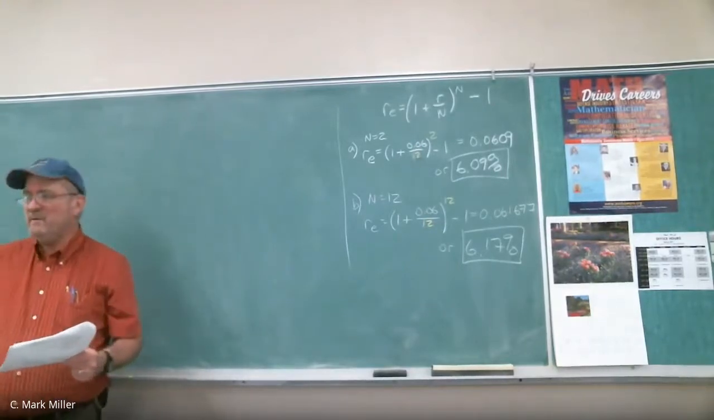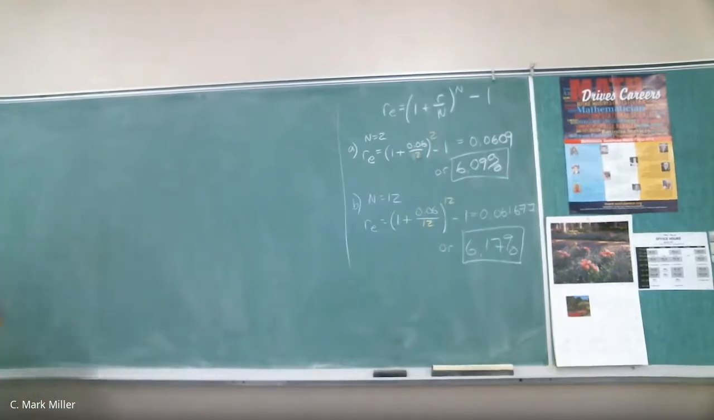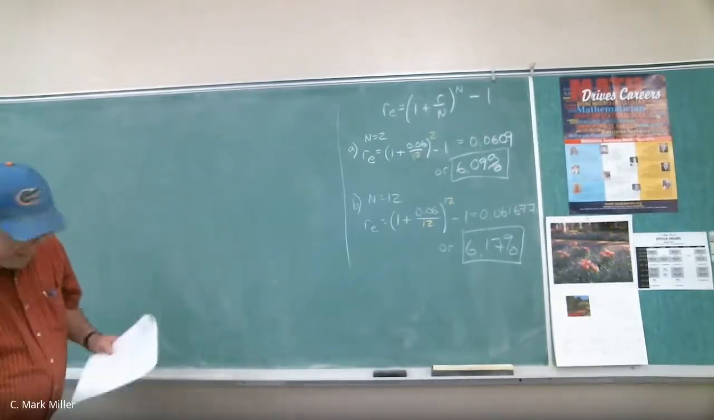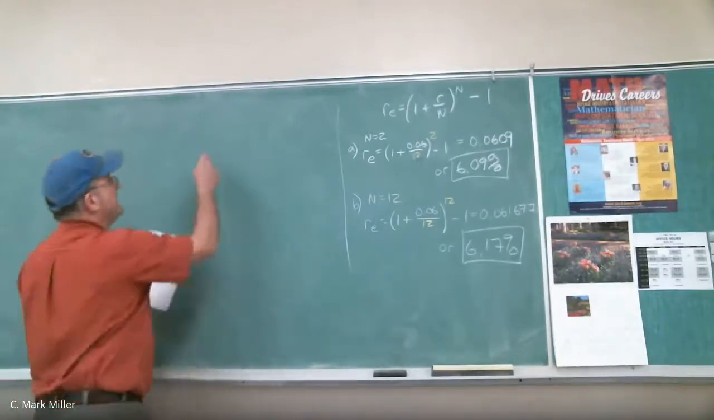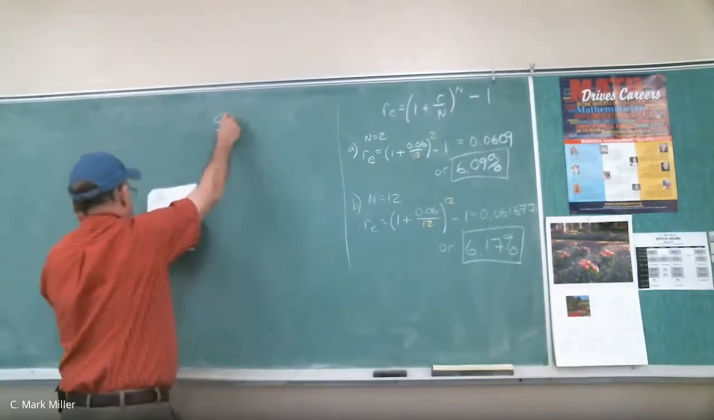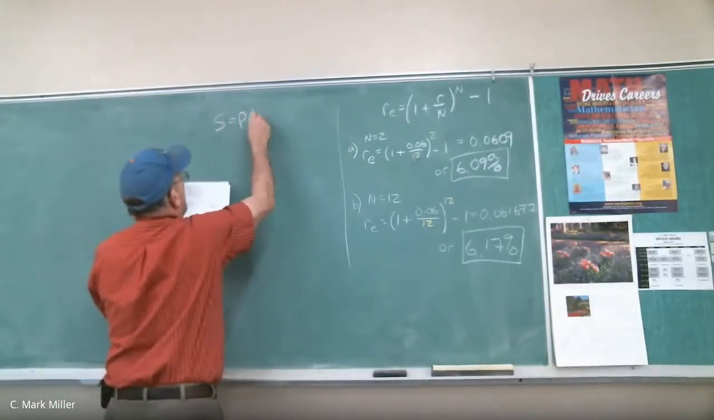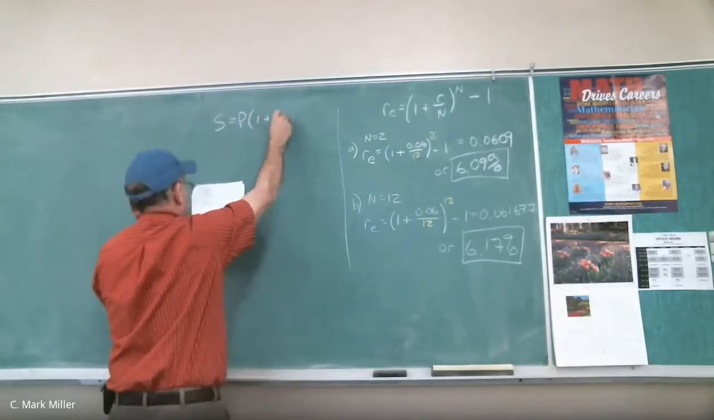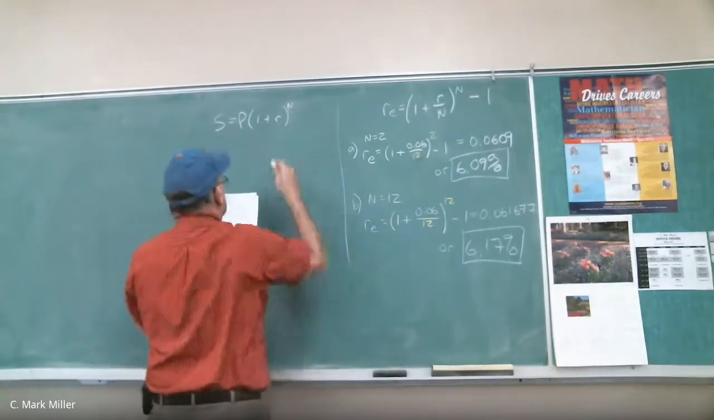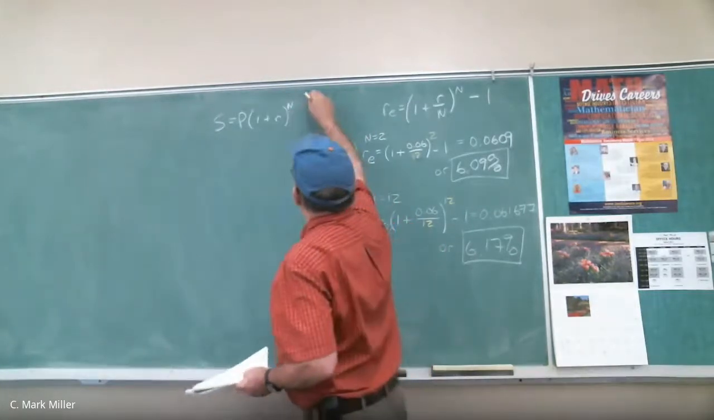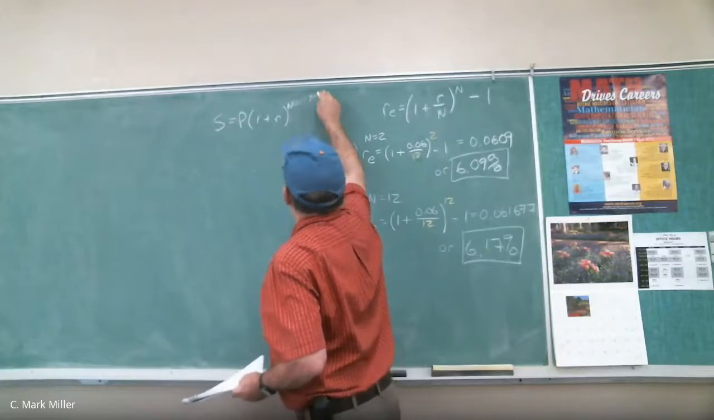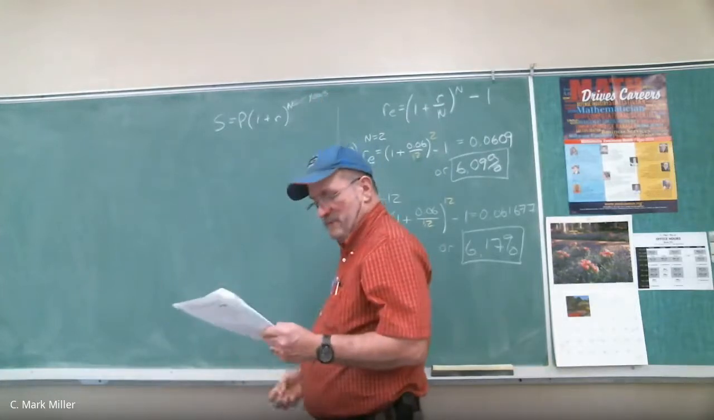I didn't bring a calculator. Here, let me use Trevor's calculator real quick. So watch, the equation that we're using is S equals P times (1 plus R) to the N. And now it's asking how long. We're going to make this in years. That's going to be in years.